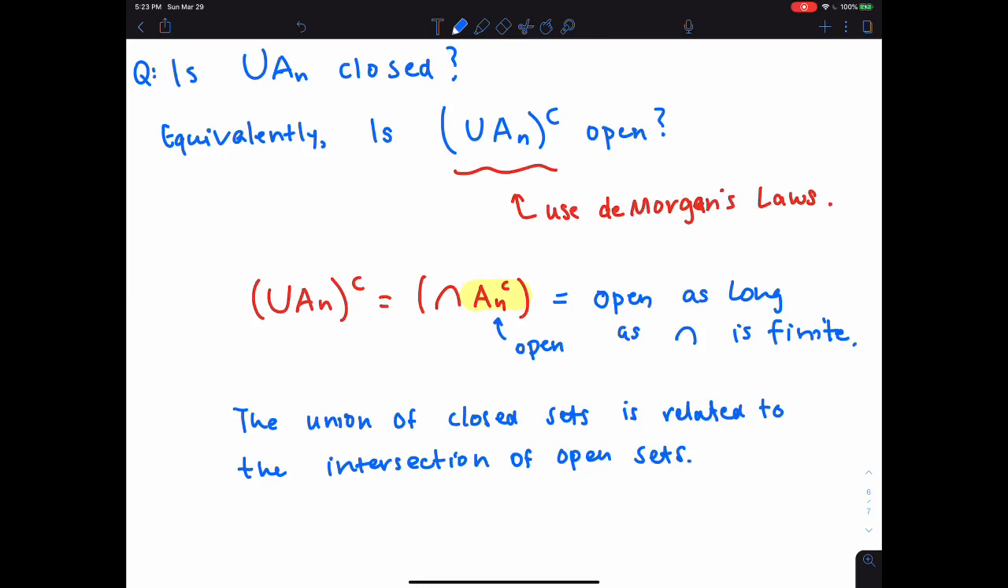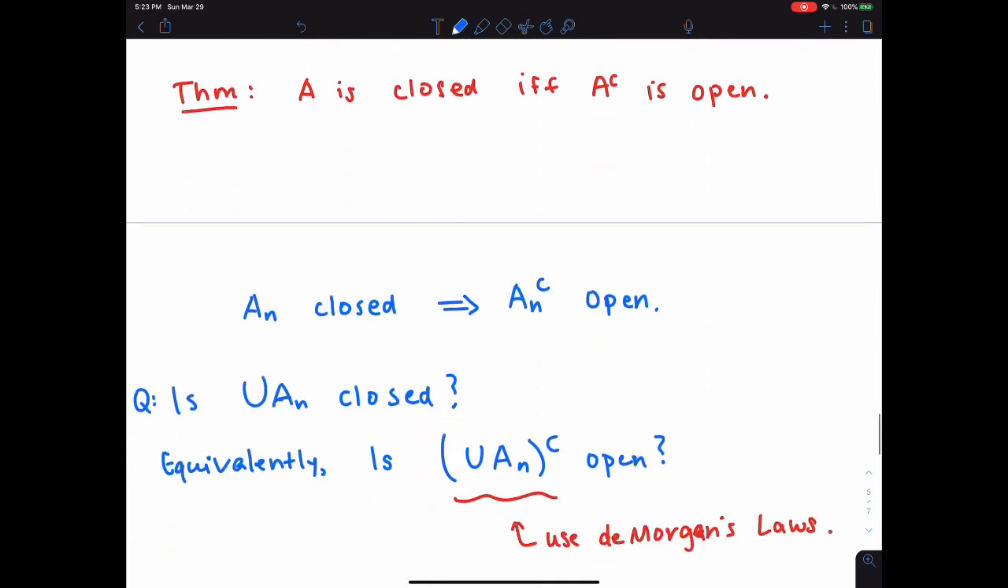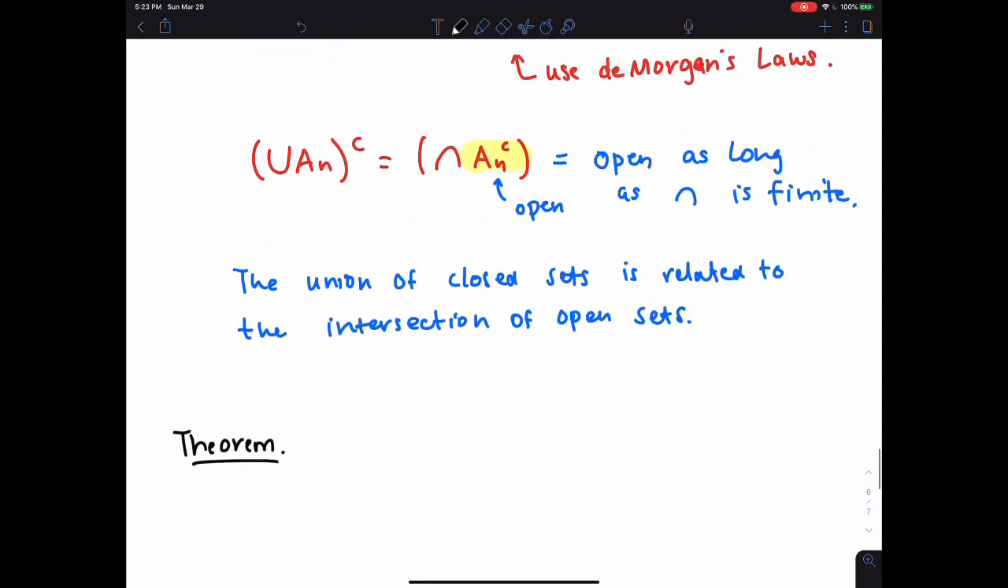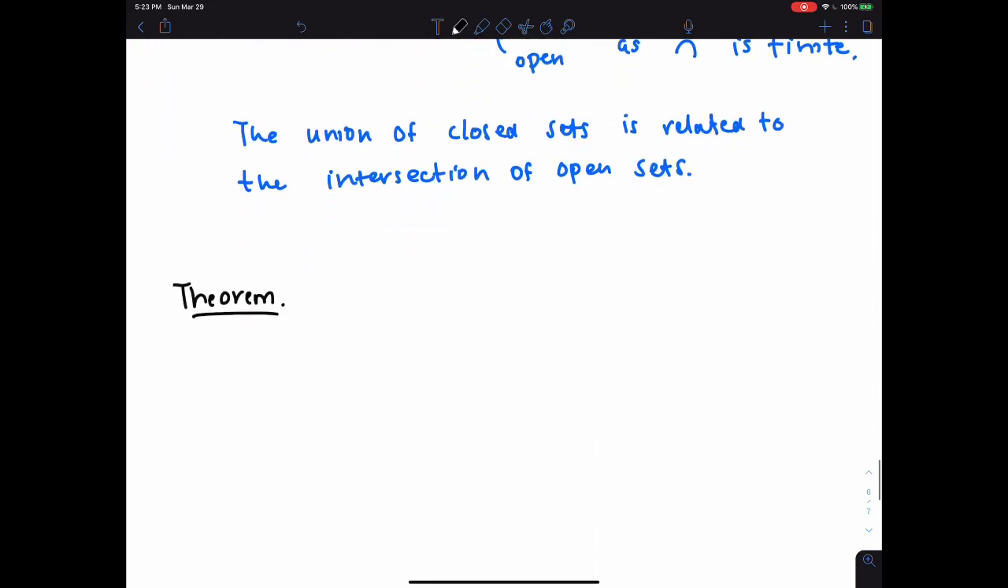So what we see is that the result we have up here for open sets gives an analogous result for closed sets, except it's switched. The intersection of an arbitrary collection of closed sets is closed, and the union of finitely many closed sets is closed. I'm not going to write out the full proof of this. We just proved the case where you look at the union of closed sets. I'm not going to write out the case for the intersection of closed sets because it's analogous using De Morgan's laws, but I am going to write down the theorem.